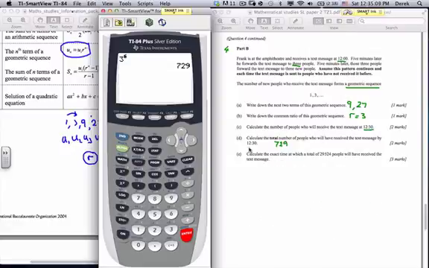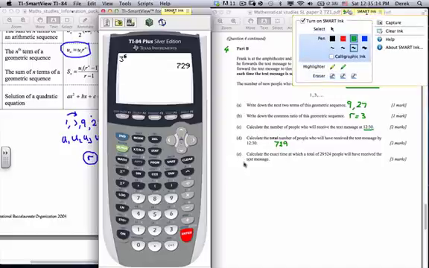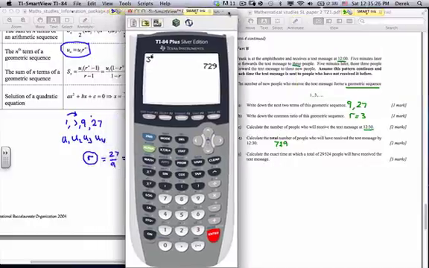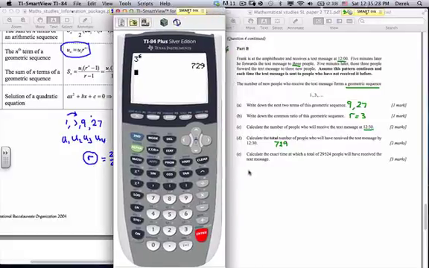Alright, then the next question here is calculate the exact time in which 29,524 people will have received the text message. So this is the total sum. So now we're going to use this formula over here, that Sn is equal to U1 times R to the n minus 1 over R minus 1. And we know that's the total sum here, the exact time when the total of 29,524 people have received it.